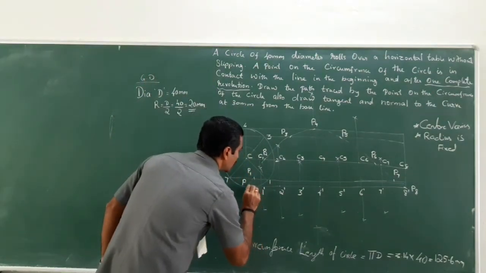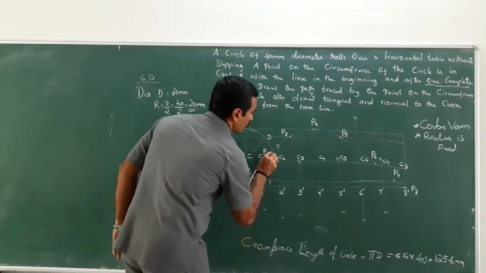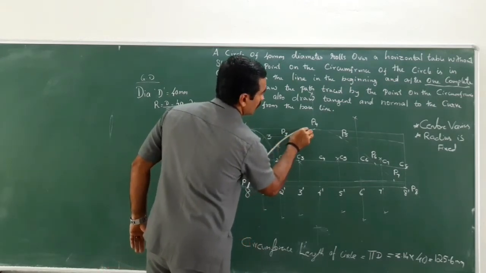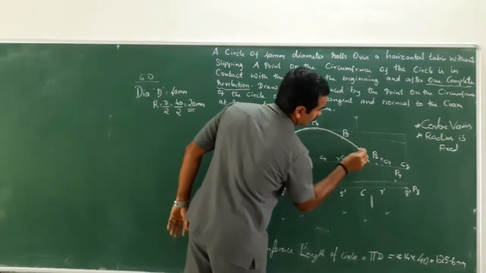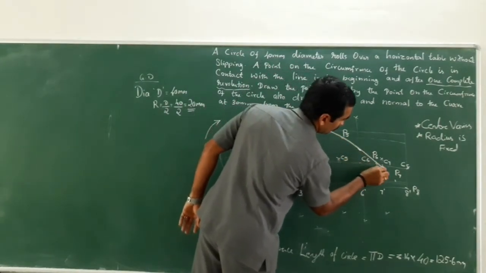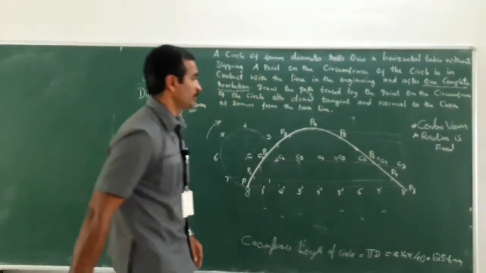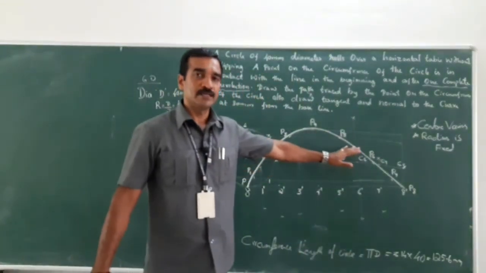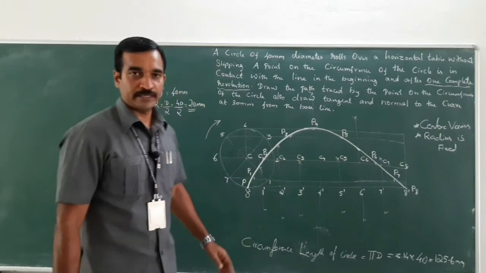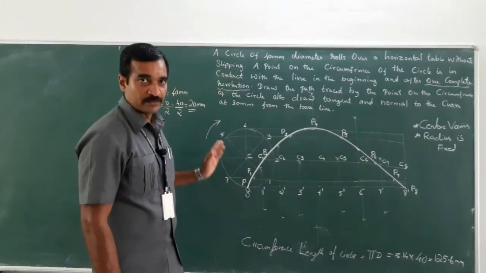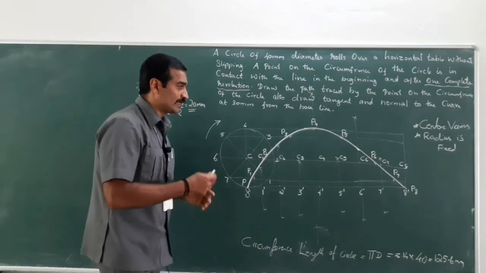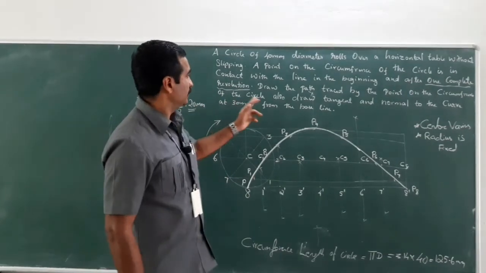Now draw a dark line passing through the points, right? So this is a cycloid curve, right? I have completed the curve. Fine. Now what is left out here in the question?